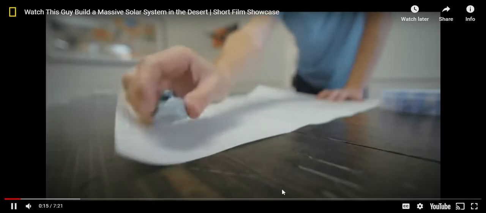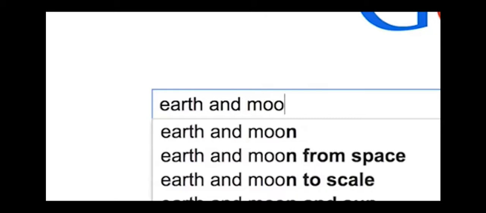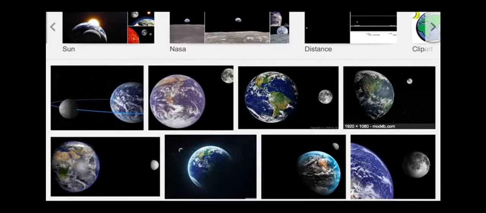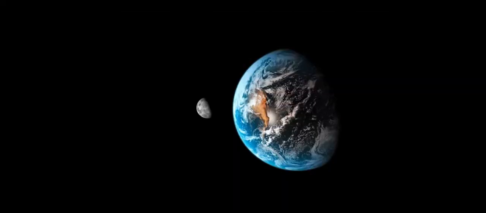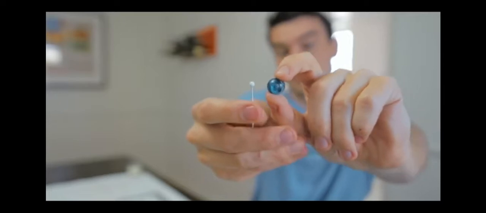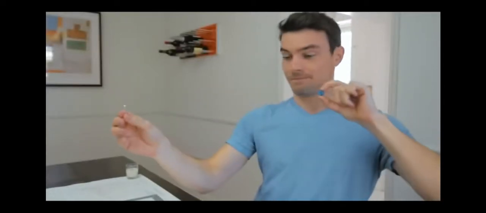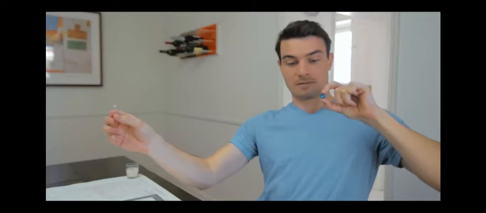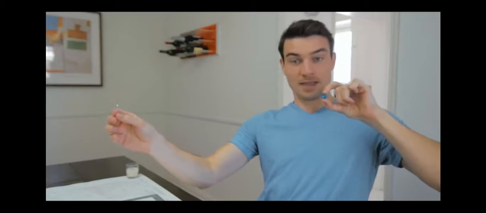If you look up an image of the Earth and Moon, you're going to get a picture where they're quite close together. Something like that. But in reality, the Earth and Moon are about that far apart. That is the Earth and the Moon to scale.